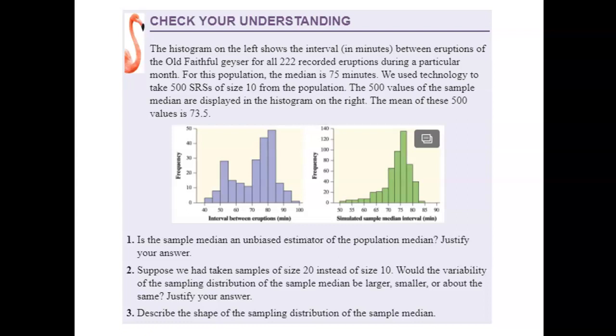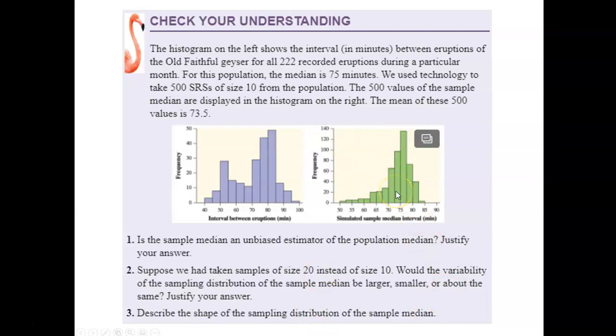Okay. So first question, is the sample median an unbiased estimator of the population median? That's a fun one. And then we got to justify our answer. And then part two, suppose we had taken samples of size 20 instead of 10. Would the variability of the sampling distribution of the sample median be larger, smaller, or about the same? And then we got to justify, try using the right words on that one. And then part 3, describe the shape of the sampling distribution of the sample median. So they want the shape over here described just like we used to do back in chapter 1.